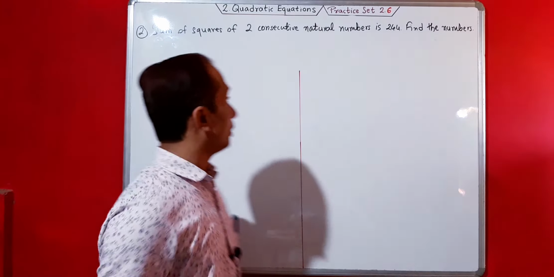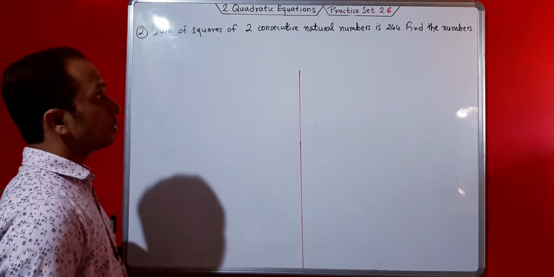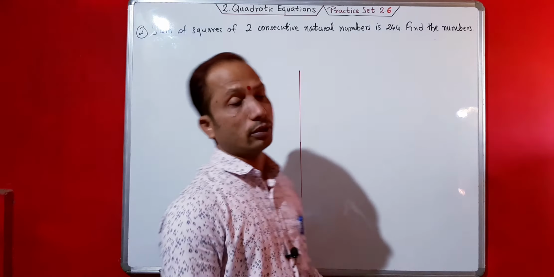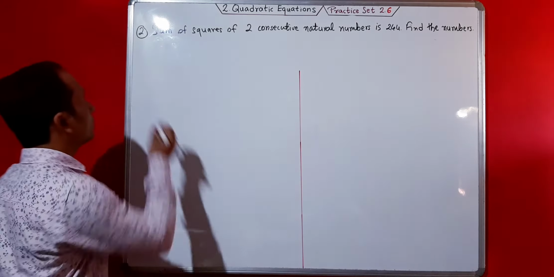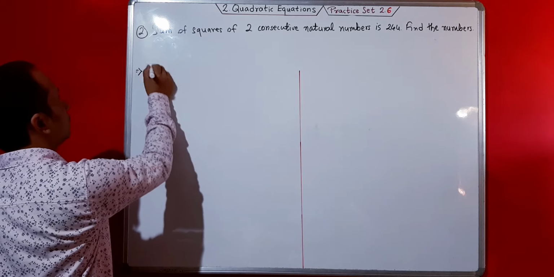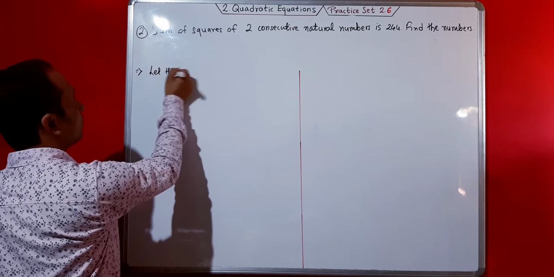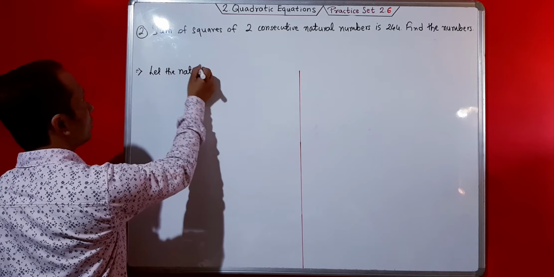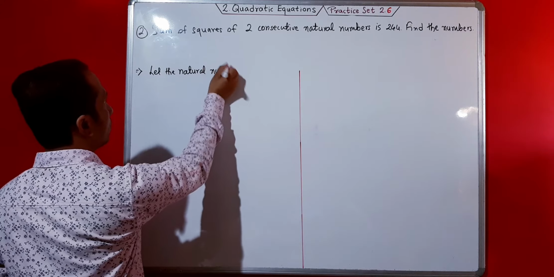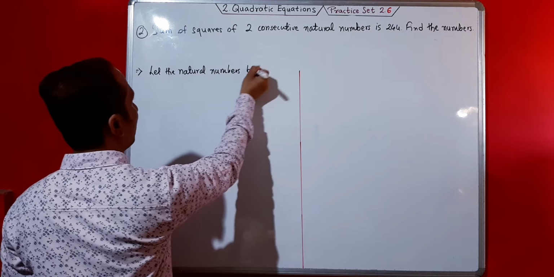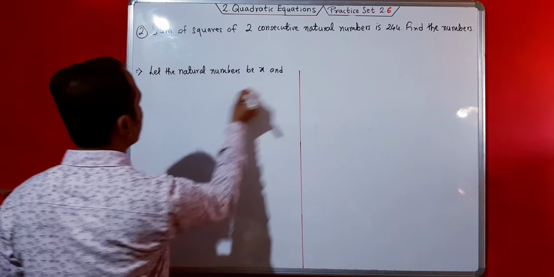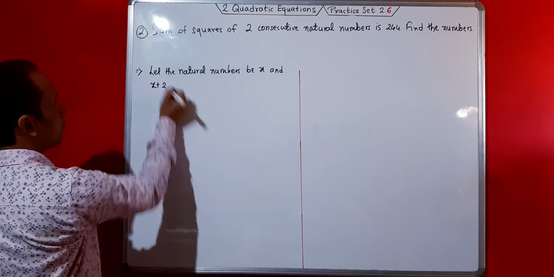Come to the second problem. The sum of squares of two consecutive natural numbers is 244. Find the numbers. So we have to find the numbers. Solution: let the natural numbers be x and x plus 1. So these are the two consecutive natural numbers.